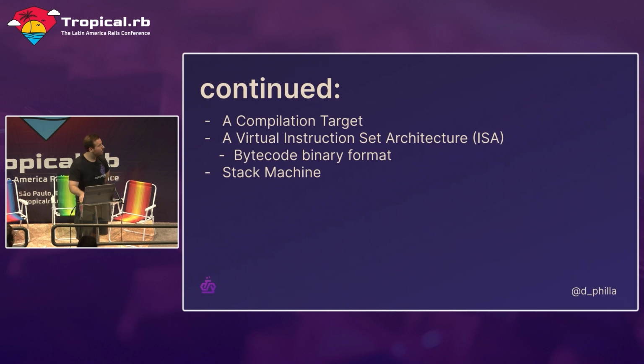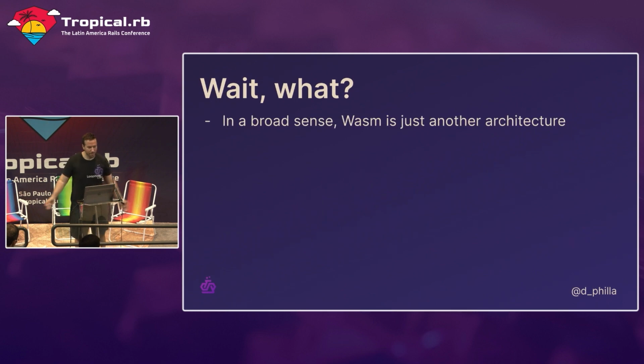I'm not going to get into too many of the low-level details about this, but it is something that is important. We can talk more about it later. So what does that really mean? What does that actually mean? In the broadest sense, it's just another architecture, right? You can compile things that you would compile to binaries to a WebAssembly binary.